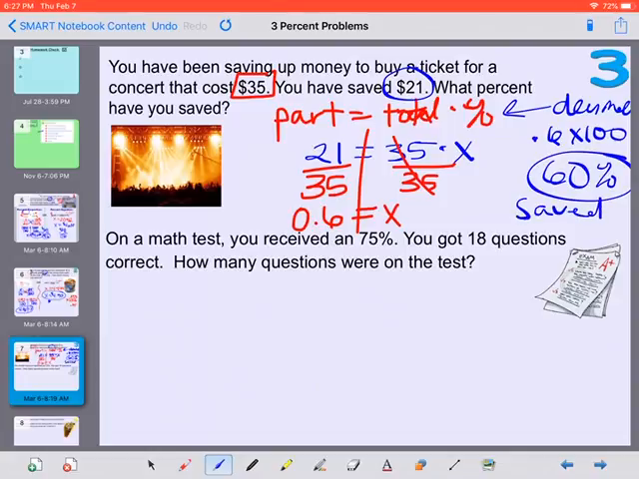If you think about it, we've saved over half. So 60% is over half. 21% is not over half. That makes sense, okay? 0.6%, if that was our answer, that doesn't make any sense because we saved $21.